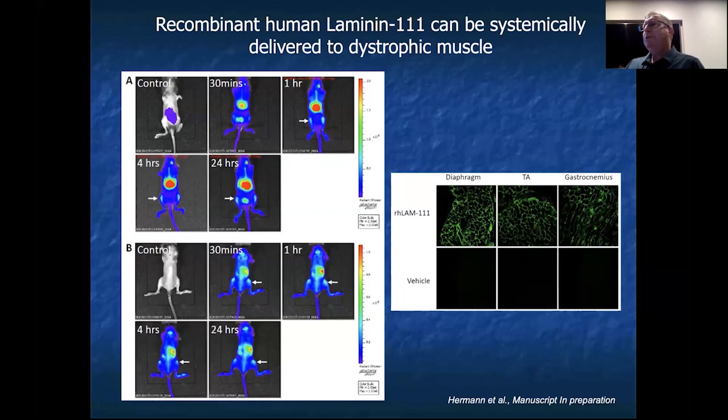How old were they when injected, Haley? Yeah, 4 weeks of age. Okay, and so then she actually took the muscle from this mouse and looked a week later. So this is the diaphragm muscle, and you can see the human laminin in the diaphragm, the TA and the gastrocnemius muscle, and the vehicle treated didn't have anything. So it tracked pretty well and localized to the muscle.